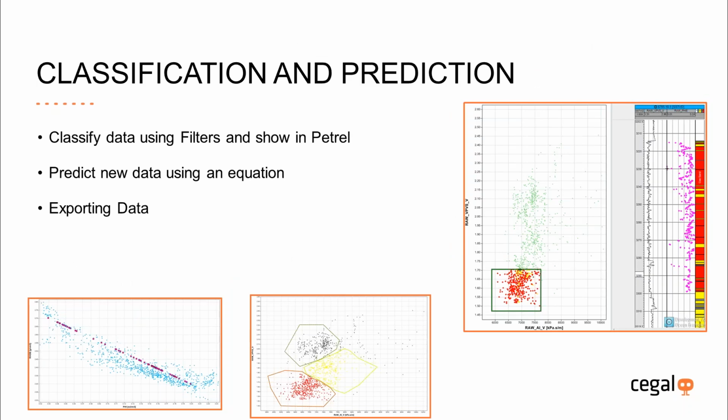Finally, what we'll try to do is to classify the data using filters and then show the results back inside Petrel. We'll predict new data using a best fit equation that we've created in the previous step. And finally, I'd like to share some tips and functionalities that we have for exporting the data into various things we can use in Petrel.